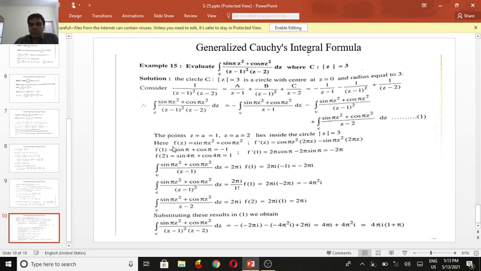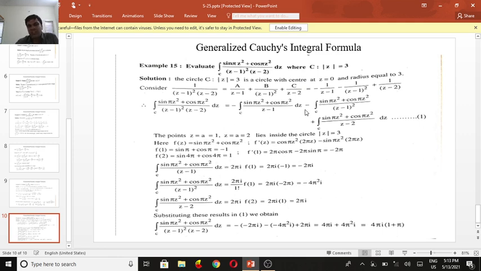If we come to f of 1, here we replace z with 1. So f of 1 is sin pi plus cos pi. Sin pi is 0, and cos pi is minus 1. So f of 2 is sin 4 pi plus cos 4 pi. Sin 4 pi is 0, and cos 4 pi is 1.